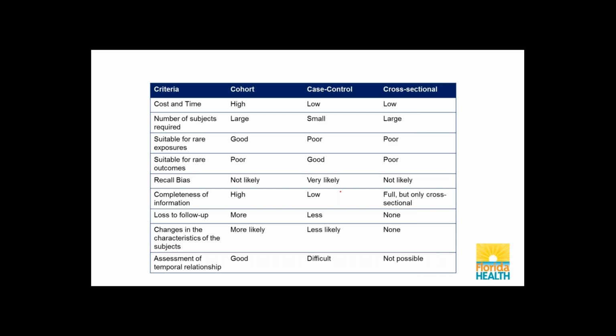So with the cohort, case control, and cross-sectional study, this is a criteria. So for cost and time, your cohort studies are going to be the most expensive, especially your prospective cohort studies. Case controls are low, cross-sectional studies are low. The number of subjects required for a cohort study, you need a large group. For a case control, you need a small group. And then for a cross-sectional study, you need a large group.